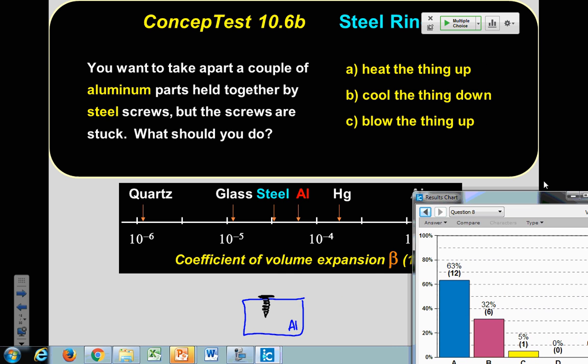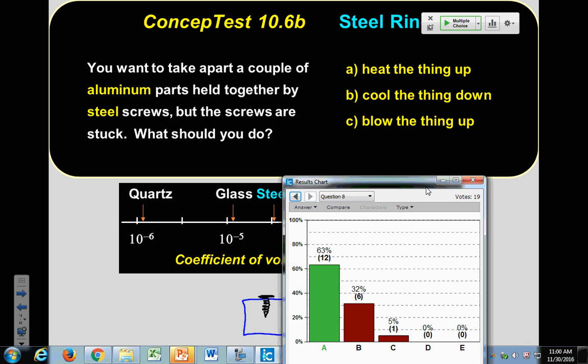Okay, so let's look at this. Our coefficients. Aluminum has a bigger coefficient than steel. So if I heat up the aluminum and the steel at the same time, the hole in the aluminum will get bigger, and the steel will get bigger too, but not as fast as the aluminum, and not as much as the aluminum. So if I heat up the whole thing, the aluminum gets bigger, the steel also gets bigger, but not as much, and I will be able to take it apart. Who answered C? Tyler, was that you? I'll find out. Like, I can find out.